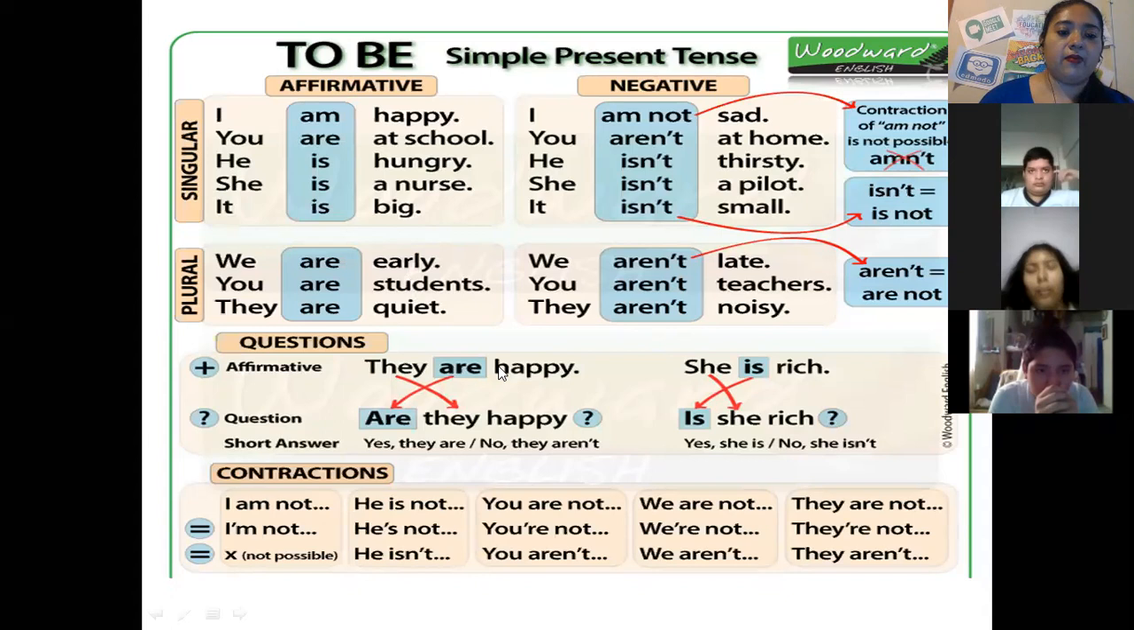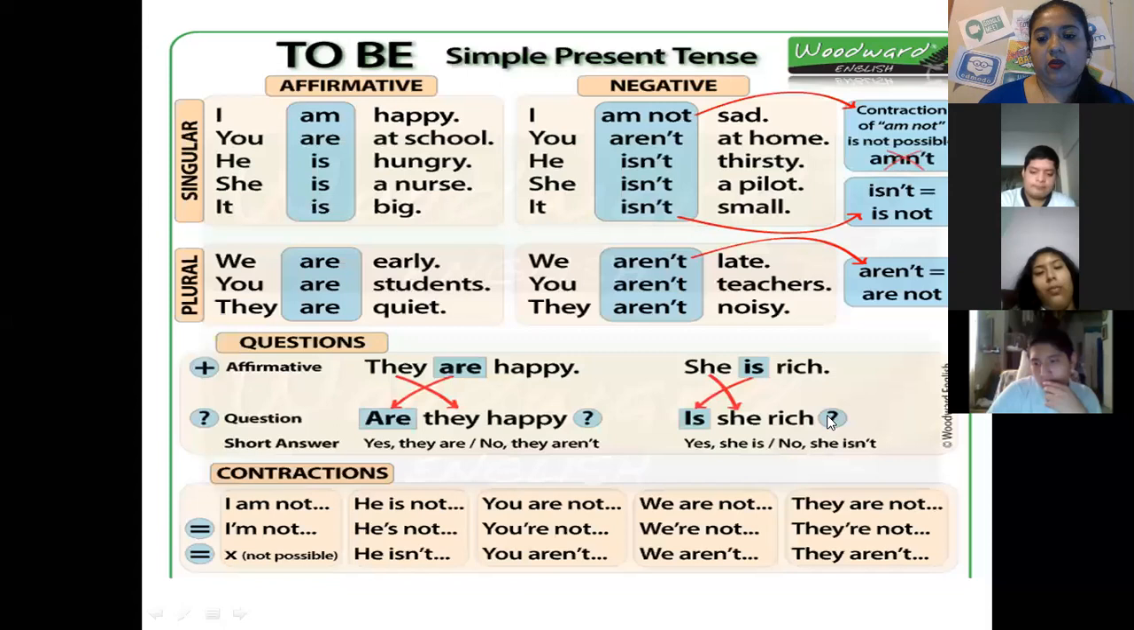For questions, si yo tengo en afirmativa, they are happy, first, para transformar esta oración, you write are, luego pongo they, que es el pronoun, y luego va el resto de la oración. In this case, happy. Are they happy? Other example, she is rich. First, we write the verb to be, then we write the pronoun, and then the complement, and finally, don't forget the question mark. And the short answer for this question, you use yes, they are, or no, they aren't. Yes, she is, or no, she isn't.